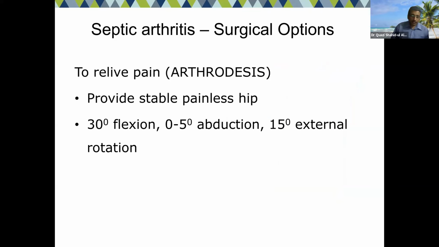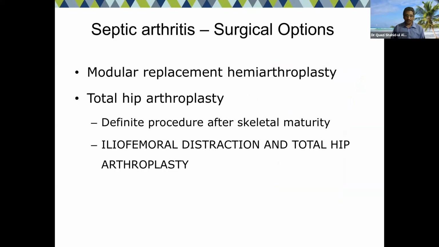If you just want to relieve the pain because no other options are available, then we can go for arthrodesis. And this is the functional position where we need to make the arthrodesis happen: 30-degree flexion, 0 to 5-degree abduction, and 15-degree external rotation. We can go for modular replacement hemiarthroplasty or even total hip arthroplasty when indicated.